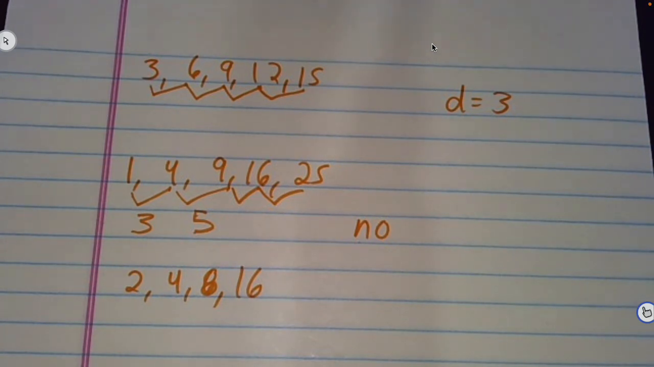Does arithmetic go with subtraction as well? Subtraction is the same thing, yeah. Because that would be like adding a negative. So if it was like 10, 8, 6, 4, 2.